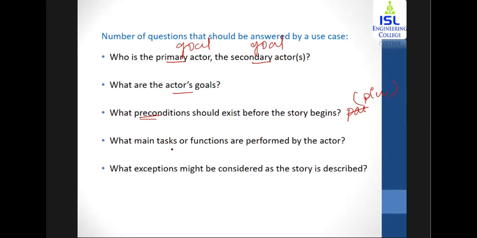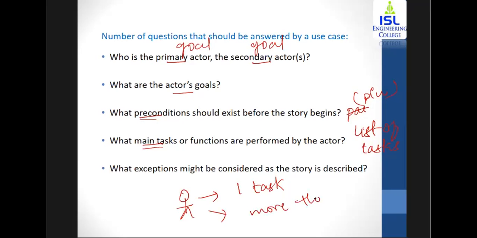Then what main tasks or functions are performed by the actor? You need to get to know, when you're identifying the primary and secondary actor, you need to have a list of all tasks that are going to happen. Within the previous example, we've seen that the customer is doing two things: opening the account and transferring the funds. So you're going to have the list of tasks that are going to be performed. Now, one use case, one actor, he can either perform one task or he can perform more than one task. So if the actor has to perform more than one task, you need to have a list of all the tasks so that you can implement all of those tasks within the use case.